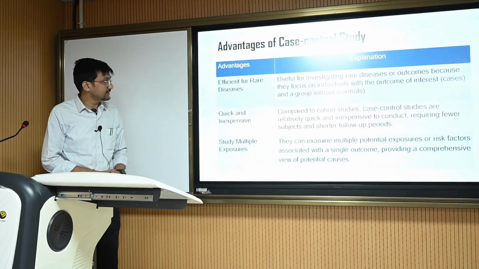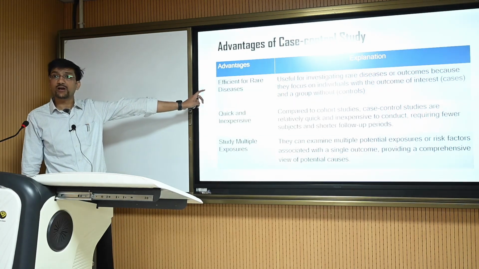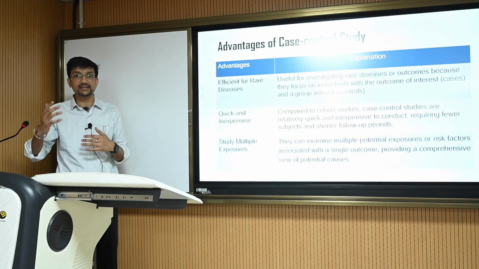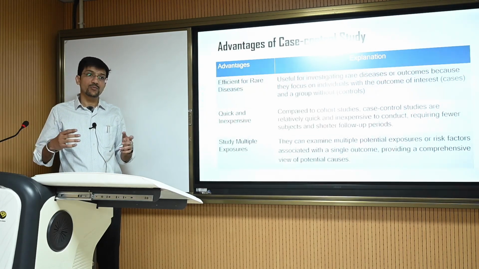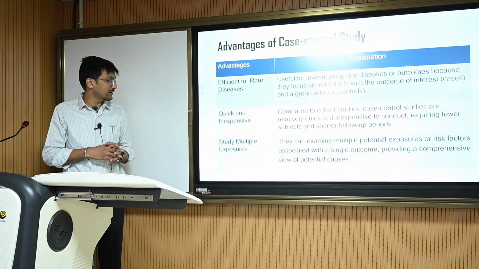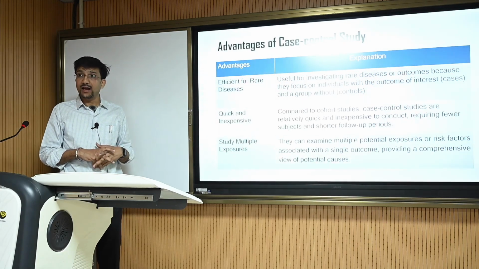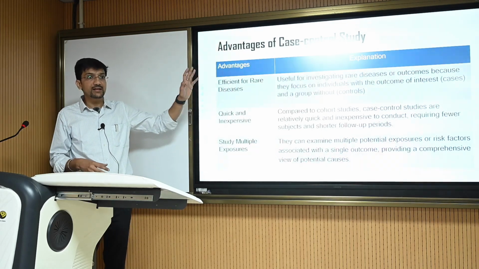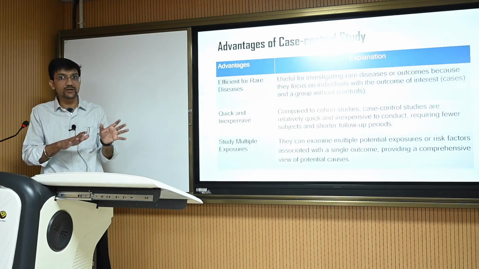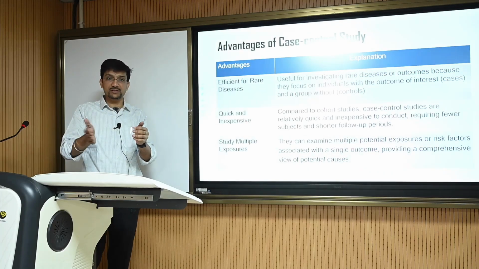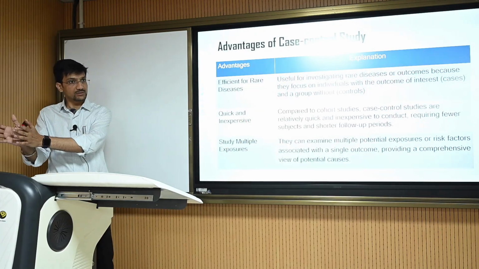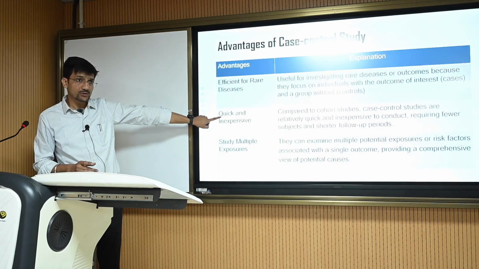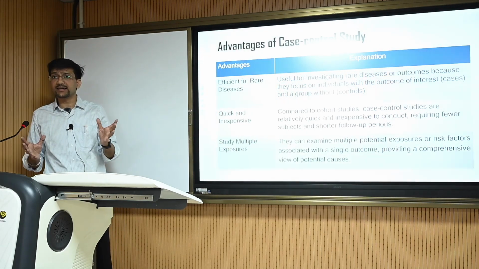Now the advantage is this: it is good for rare diseases, because if we do a prospective study for a rare disease, it may take years, or maybe even after that you cannot see the outcome, and the duration of follow up is higher. But in case of a case control study, even if it is a very rare disease, if you are sitting in the OPD and cases come to you, you enroll them in your study, and then you select controls. So this is the main advantage.